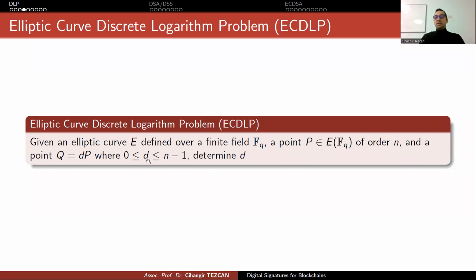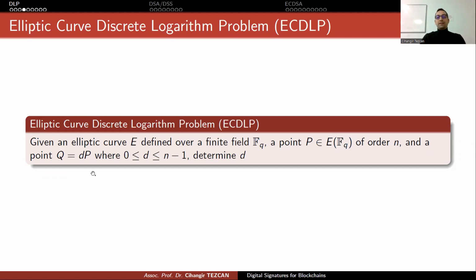So there's an integer D. You add the point P to itself D many times and obtain the point again on the elliptic curve, which is Q. So you know Q, okay? You know P. Question is, what is D? I'm asking you how many times I add the point P to itself so that I obtain this point Q. So this is the elliptic curve discrete logarithm problem.